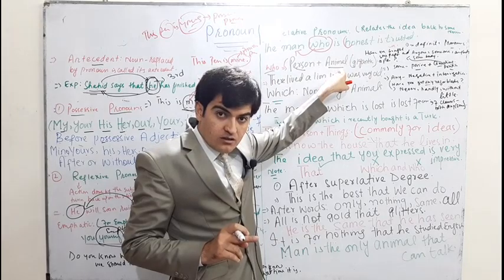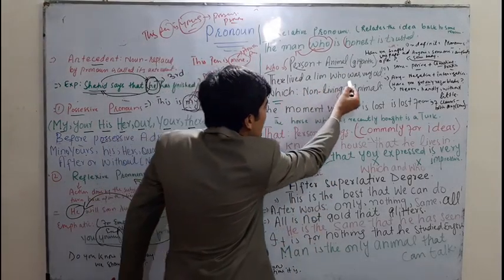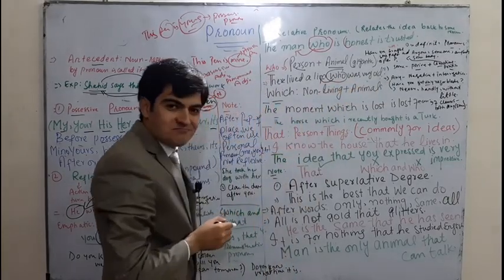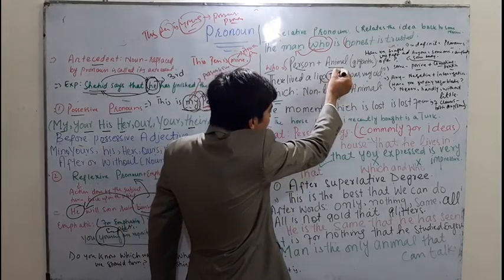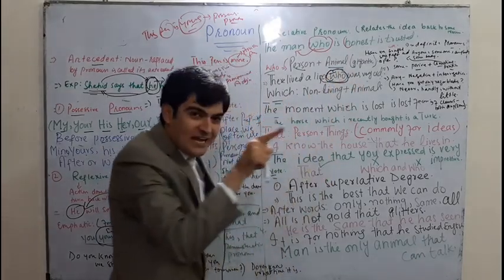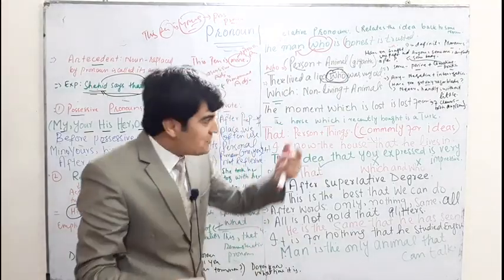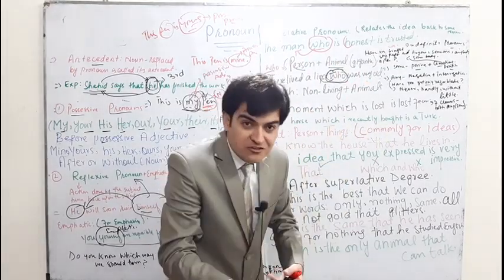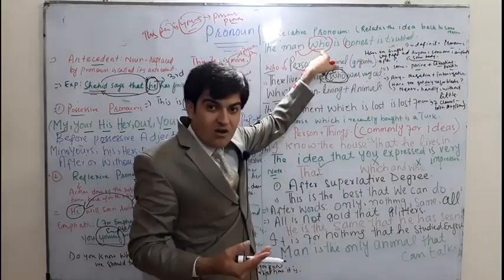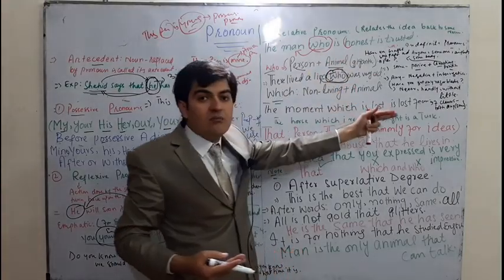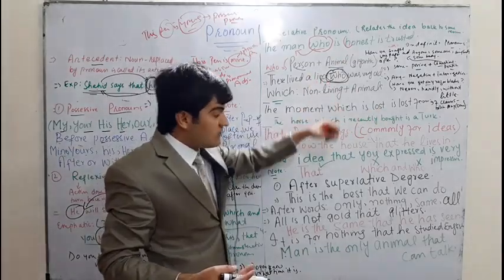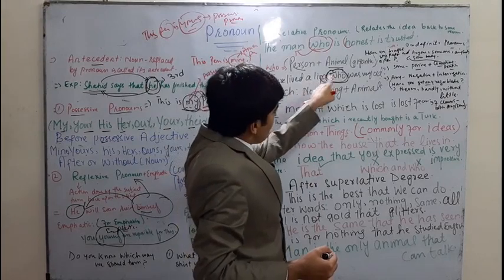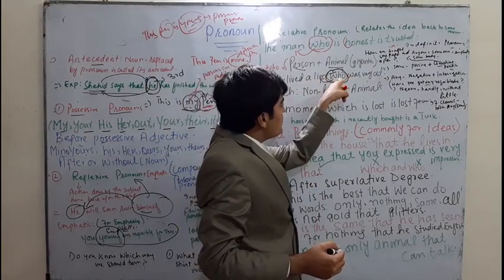For example, there lived a lion who was very old. Gentlemen, lion is a gigantic animal, and that's why here who has been used. So who can be used for animals? Normally we associate who with persons, with people. When we talk about people, we normally rely on using who. But you can also use it when you talk about gigantic animals, like lion. Since lion is a big animal, that's why we can use who.